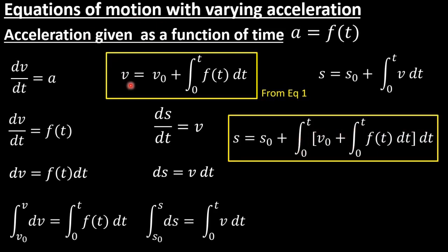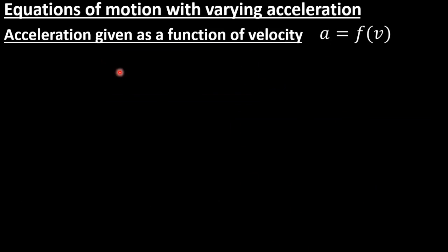That is finding velocity when we're given acceleration as a function of time. This is finding displacement when we're given acceleration as a function of time. So in both instances you can see where the function has been put in, and they're both being integrated with respect to time. Okay, so that's what you do if you're trying to find velocity and displacement in that situation. So what happens if we're given acceleration as a function of velocity?